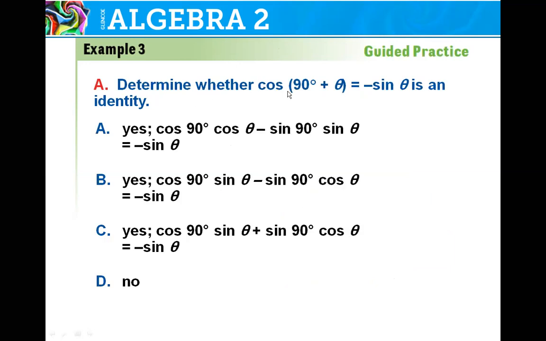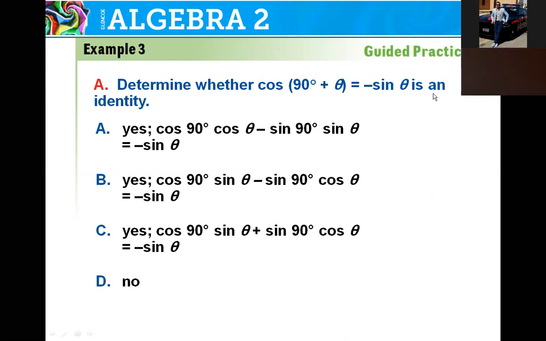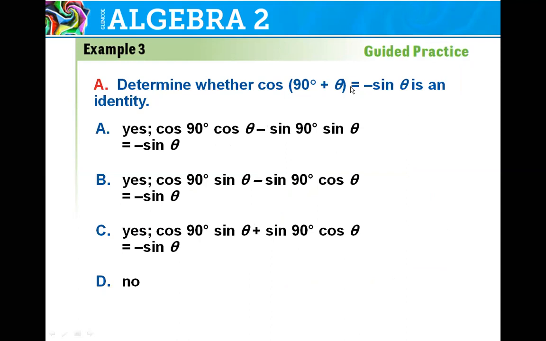Determine whether cosine(90 + theta) equals negative sine theta is an identity. If we have a problem like this, first we need to get the answer, we have to choose letter A, B, C or D. First, we need to prove whether it's an identity or not. It means yes, it is an identity, or no, it can't be an identity.